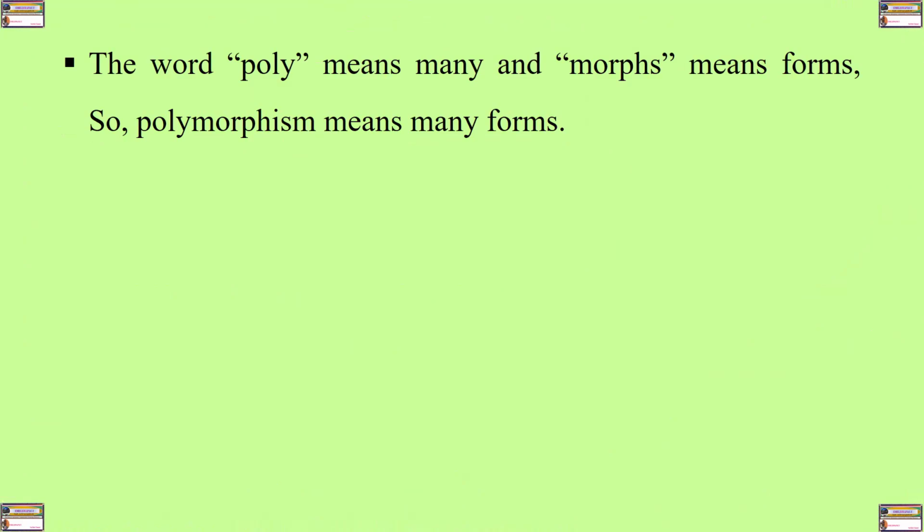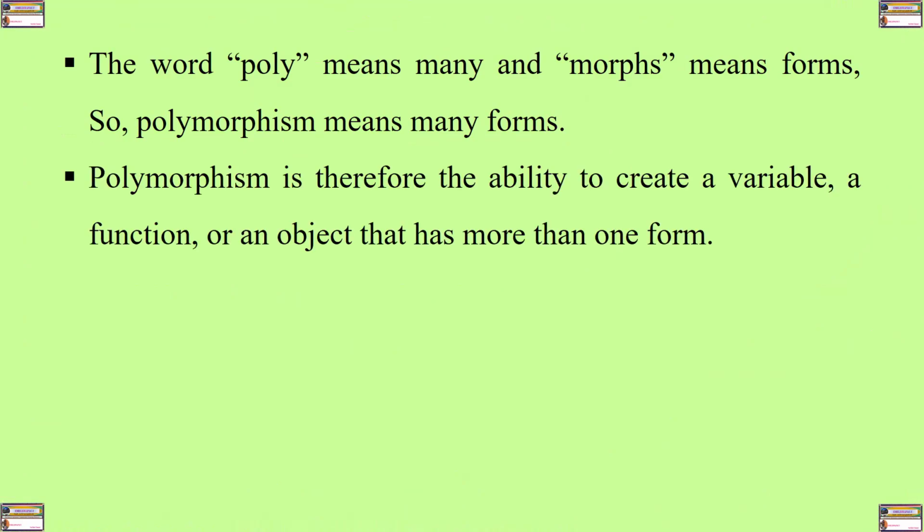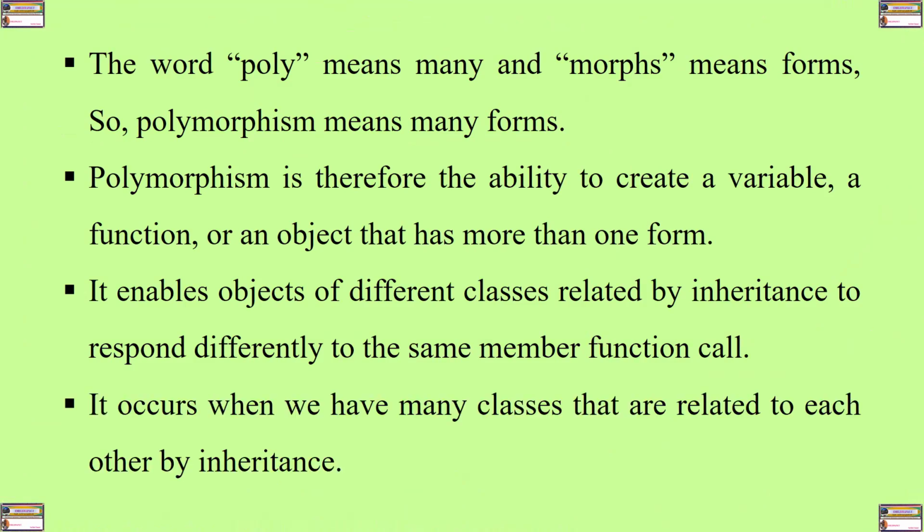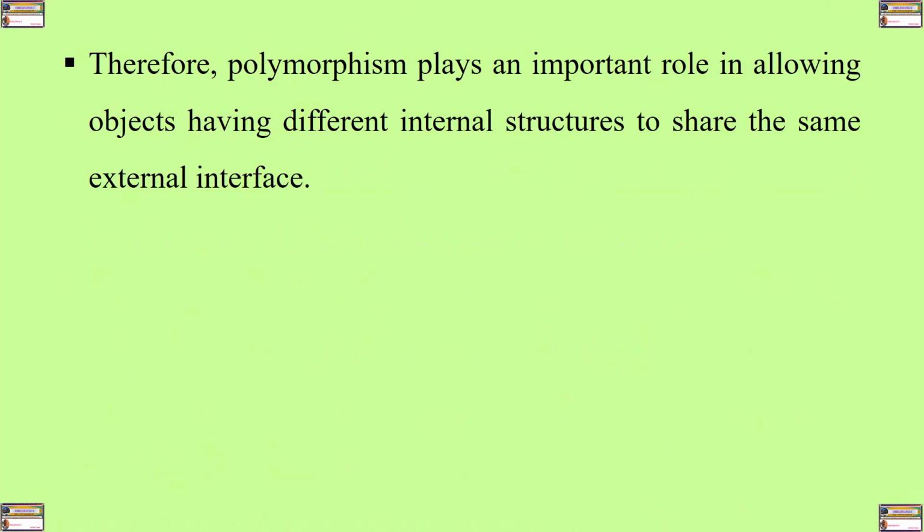What is polymorphism? The word poly means many and morphs means forms, and therefore polymorphism means many forms. Polymorphism is therefore the ability to create a variable, a function, or an object that has more than one form. It enables objects of different classes related by inheritance to respond differently to the same member function call. It occurs when we have many classes that are related to each other by inheritance. Therefore, polymorphism plays an important role in allowing objects having different internal structures to share the same external interface.